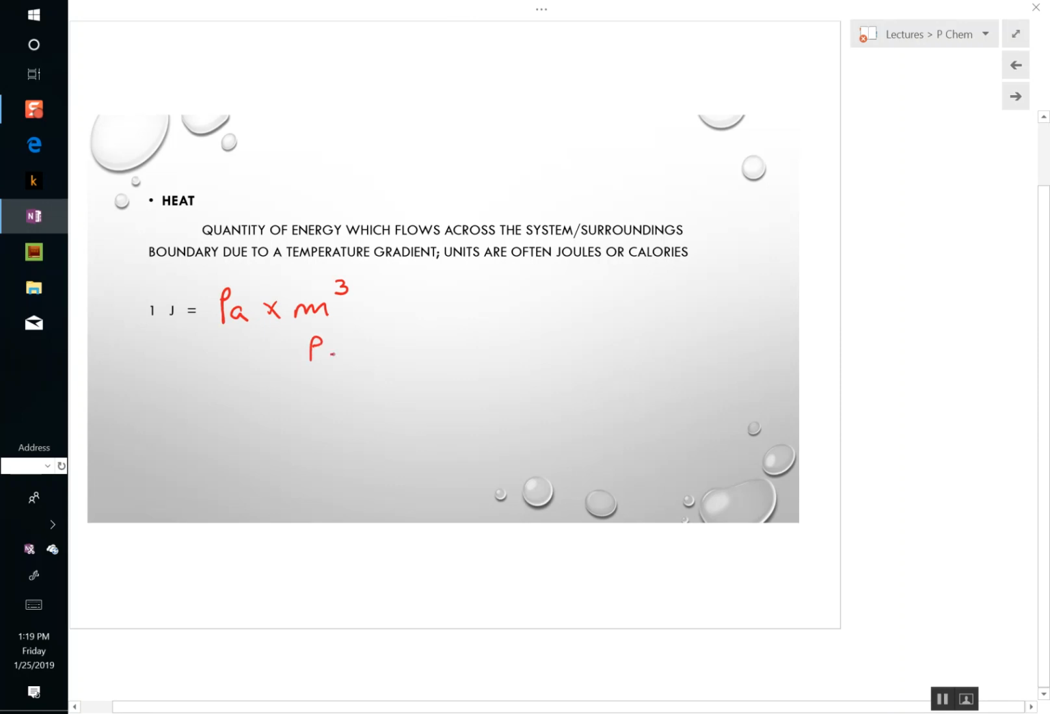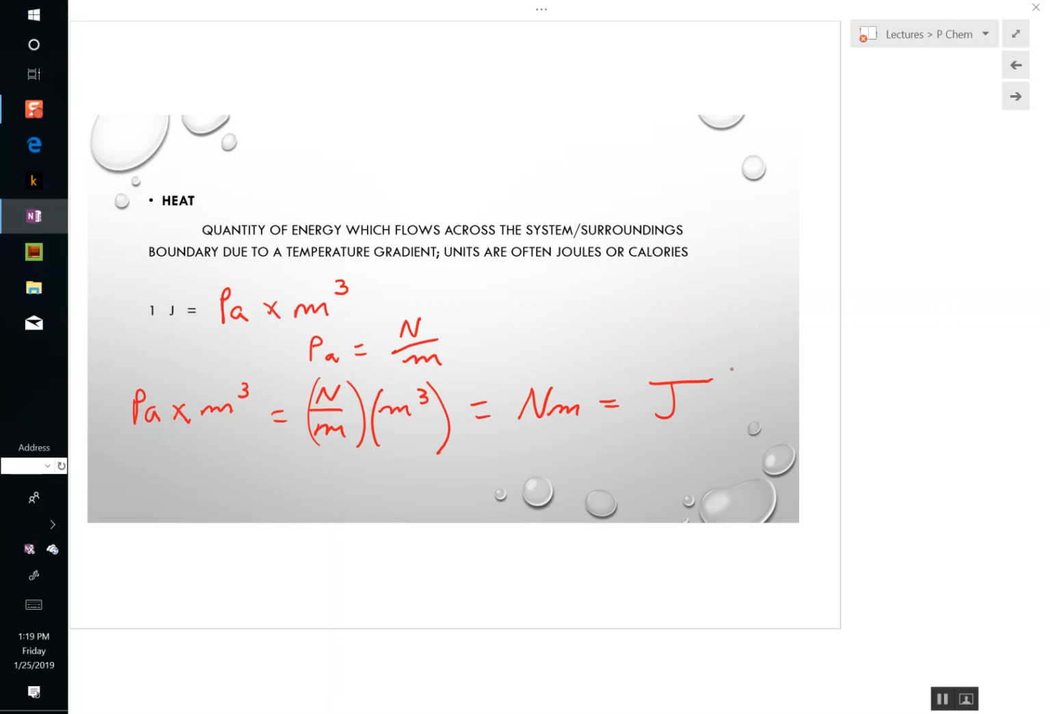Let's just, so a Pascal is, we said a minute ago, newtons per meter. So if I took a Pascal and multiplied it by meters cubed, I would get Newton meter times meters cubed, which is going to equal Newton meter, which is the joule. All right, so there's this kind of relating all of those things together a bit.